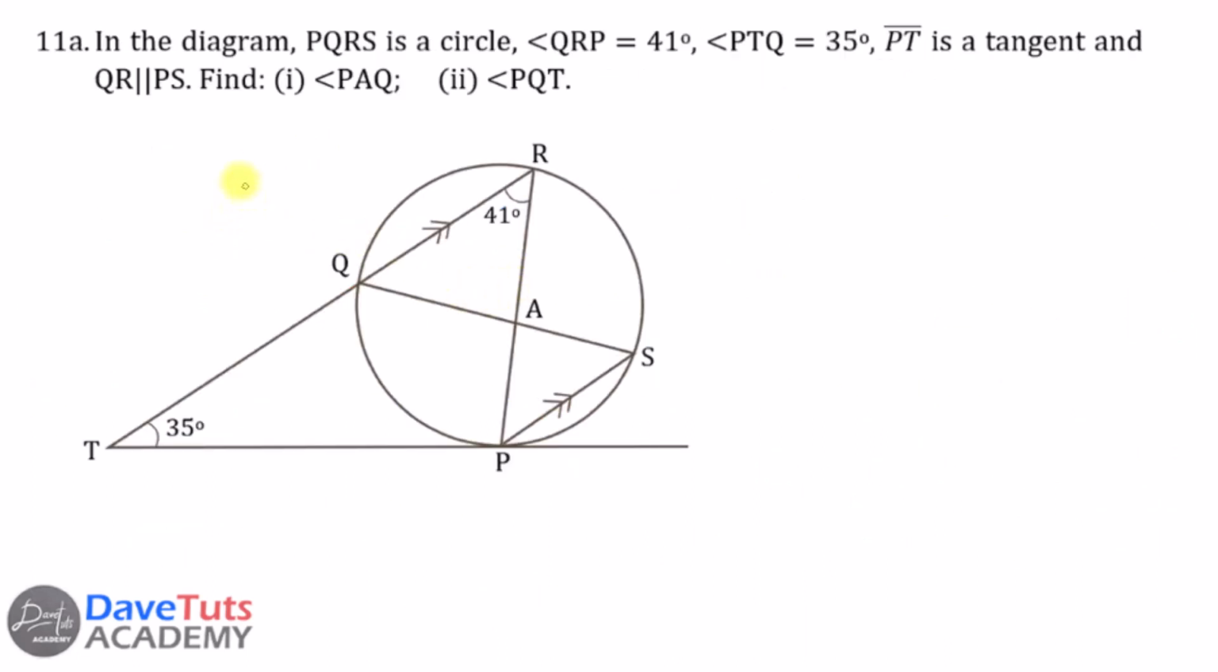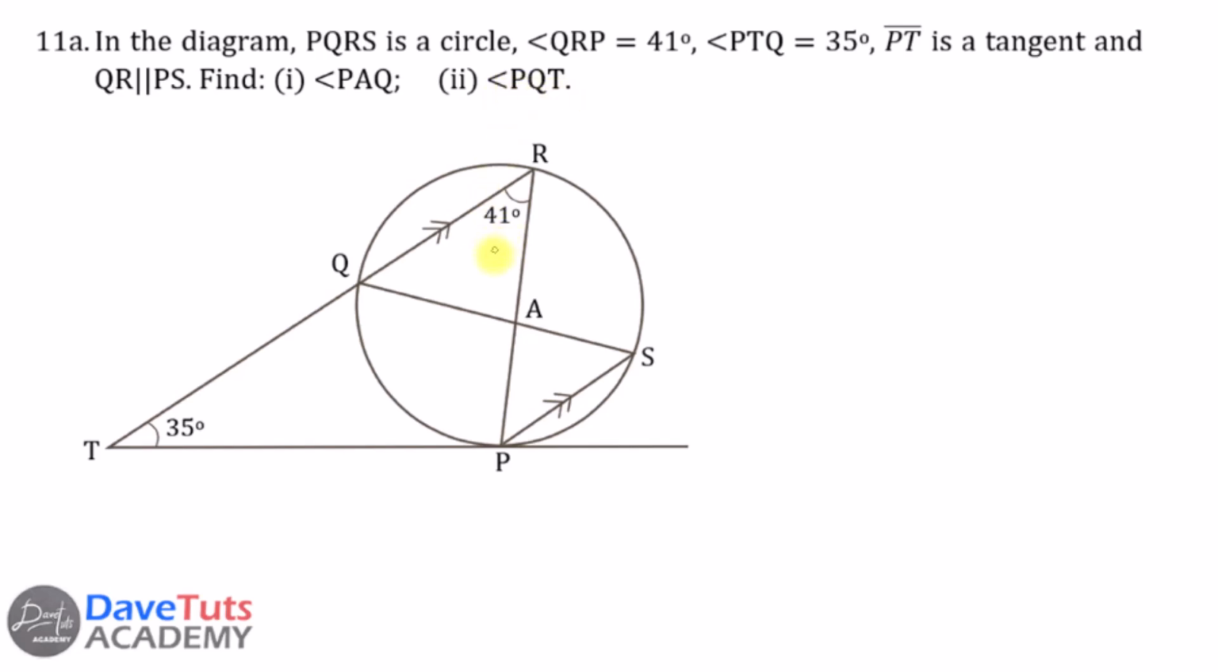In this question on circle theorems, we are told that in the diagram, PQRS is a circle, then angle QRP, this angle here, is 41, angle PTQ, this angle here, is 35, then PT is a tangent to that particular circle, and then line QR is parallel to line PS. That's why we're having these double arrows on each one of them. Our mandate is to find angle first PAQ and then PQT.